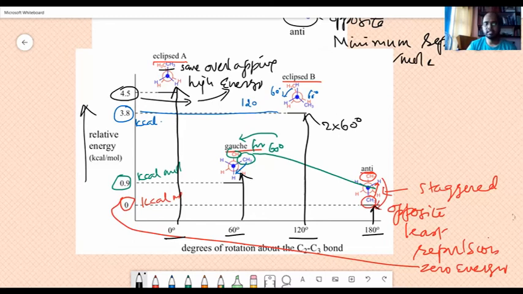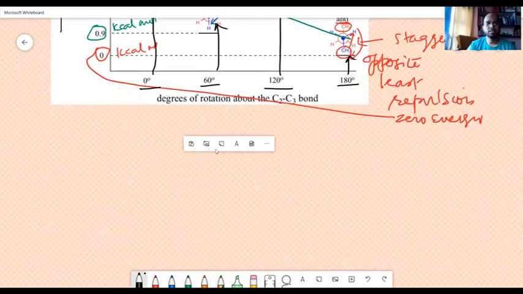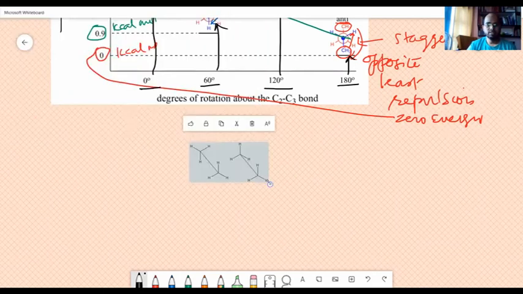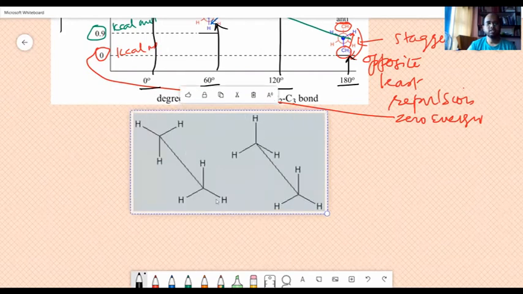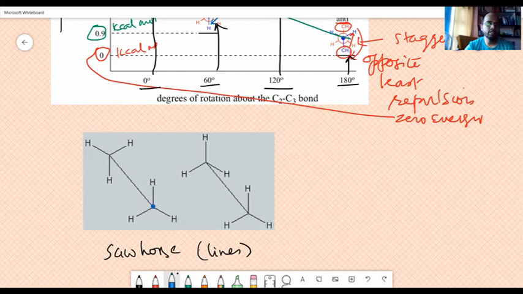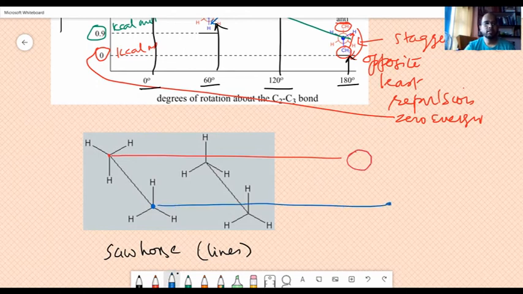I already explained this, but because of some disturbance I missed the video, so that is why I am summing it up again. This forms the Sawhorse projection. In the Sawhorse, you have only lines. In the Newman projection, you convert this into a dot, and you convert this carbon into a circle. And this has a dot. This bond is what you write here.